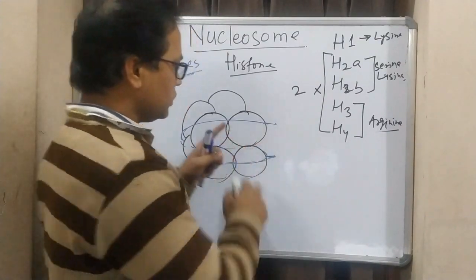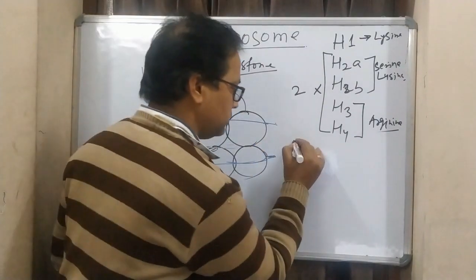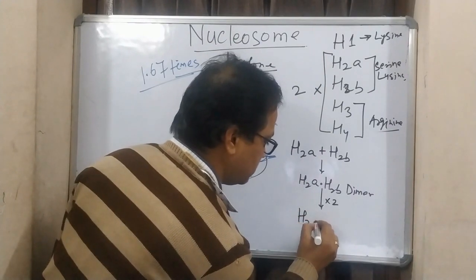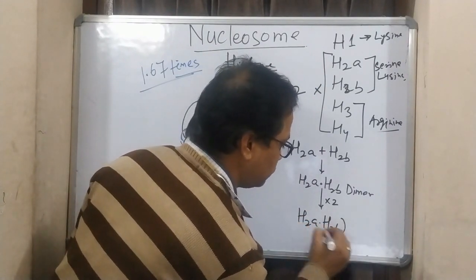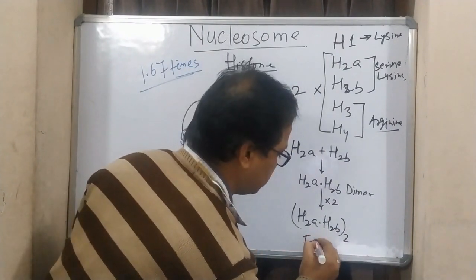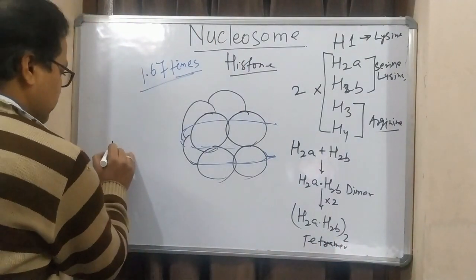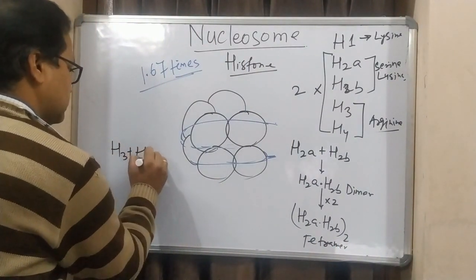So how is this octamer going to form? First, H2A combines with H2B and forms an H2A, H2B dimer. Two of these dimers combine and form an H2A, H2B tetramer. Similarly, we are going to form H3 plus H4.